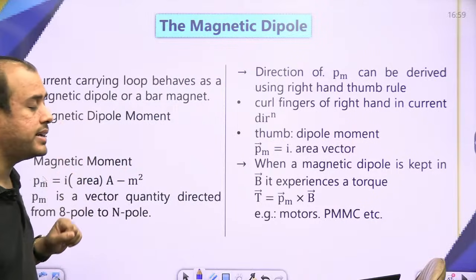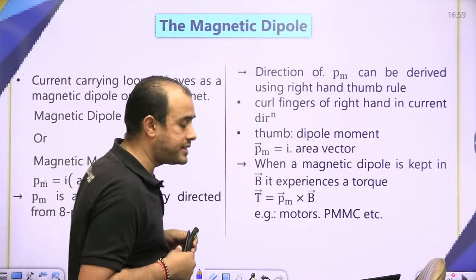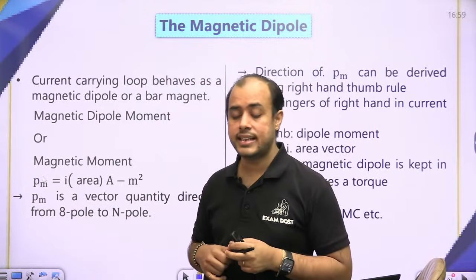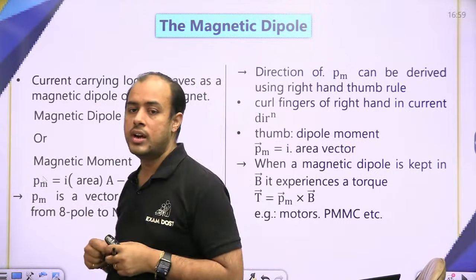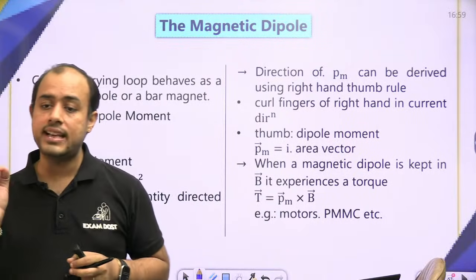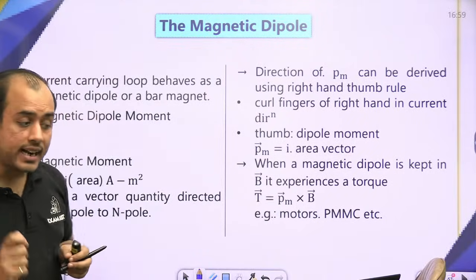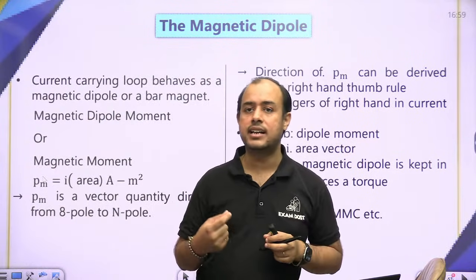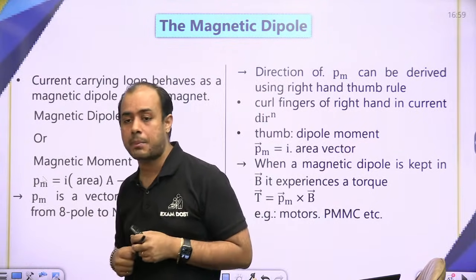In the starting bit I told you, in the Oersted experiment he observed that the current carrying conductor was able to align the iron filings in the same way that a magnet does, which means a current carrying conductor behaves like a bar magnet.